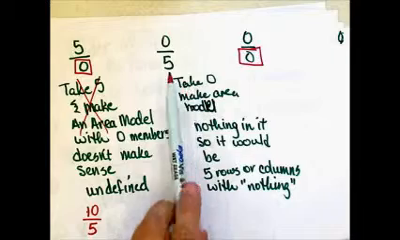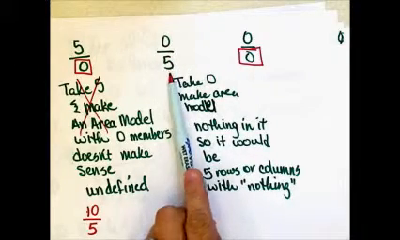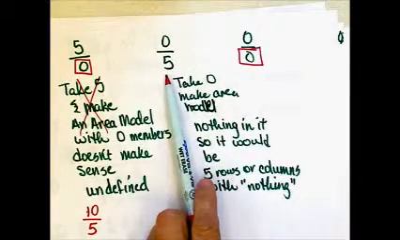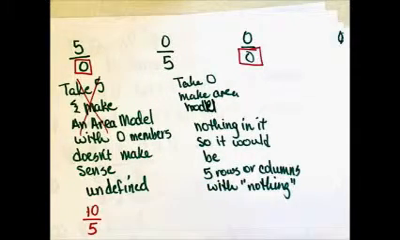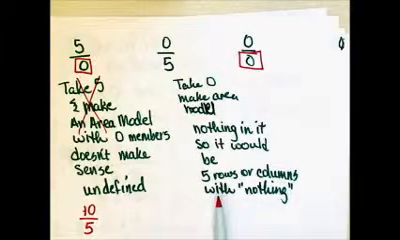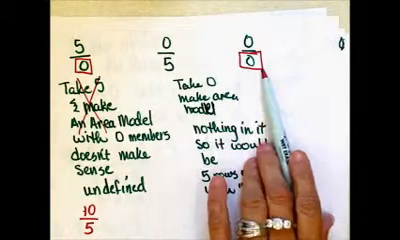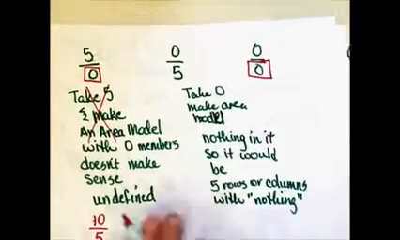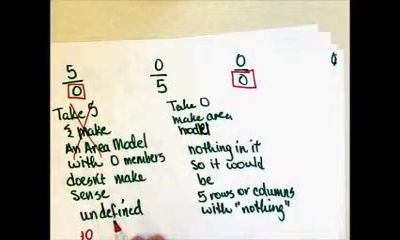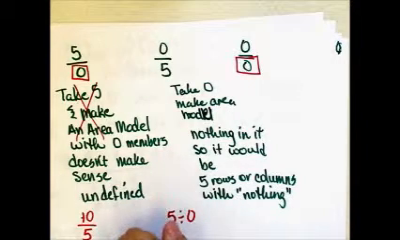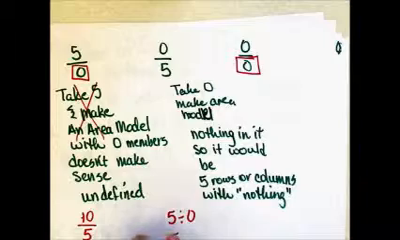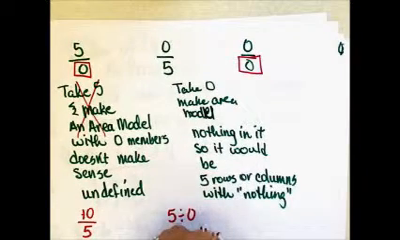This one says take 0 and make an area model. Well, we can't make an area model because we can't model 0, but it would be no rows of 5, which then would be nothing. Okay, now trying to make an area model of this one, can't do. So just keep in mind that when I have 0 this way or 0 this way, it will be undefined.